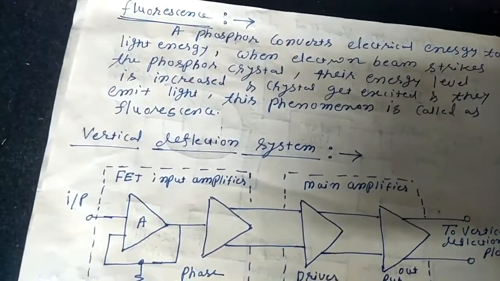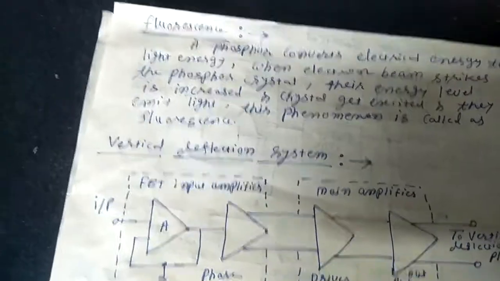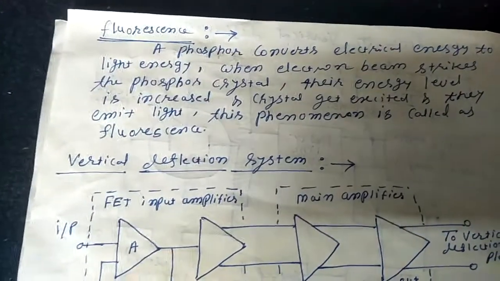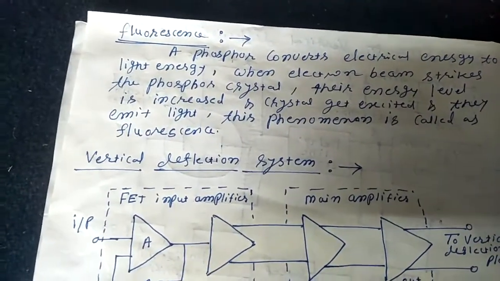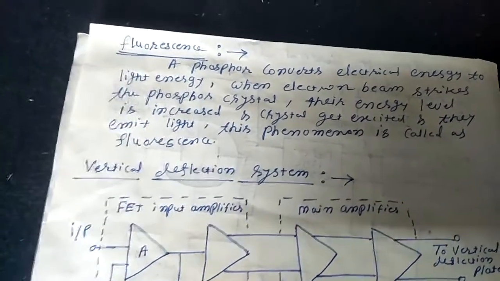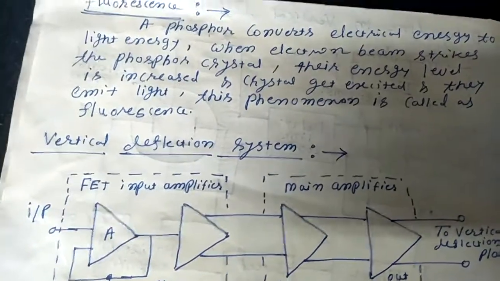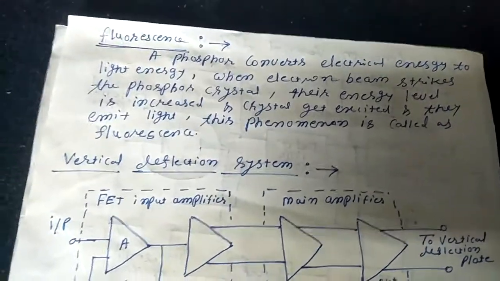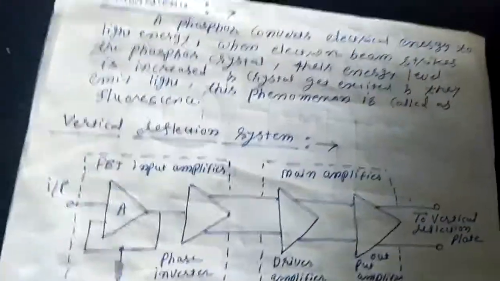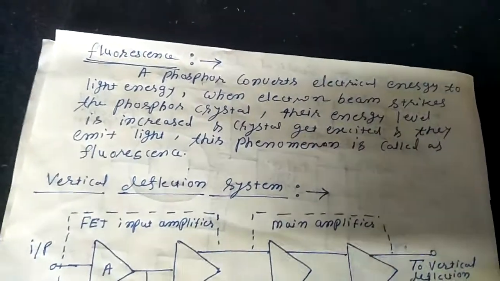So because of this bombardment or strike, the energy level of that electrical signal gets increased, and those crystals get excited and emit light. Means what? Electrical energy will be converted into a light beam. So this phenomenon is called fluorescence. Okay. Now we move towards the vertical deflection system.